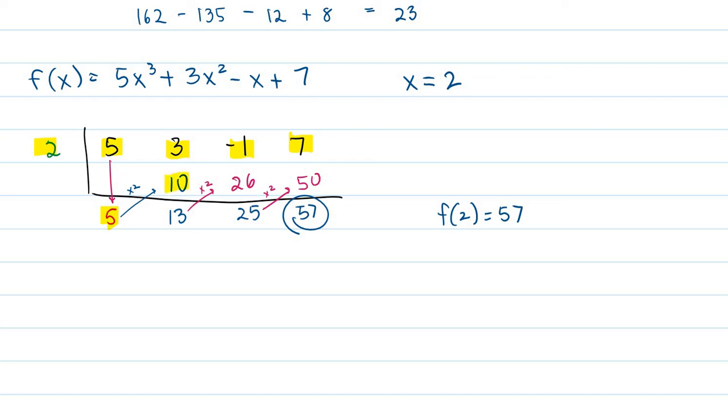Drop those down, we get 13. It's outside the box, multiply it by 2, and we get 26. Drop those down, we get 25. It's outside the box. Multiply it by 2, and we get 50. Combine the last two values, and you get 57. Okay, that's it for synthetic substitution.